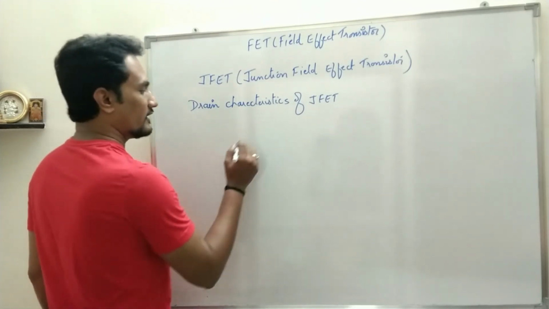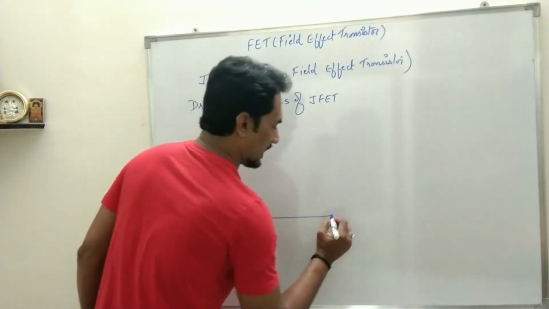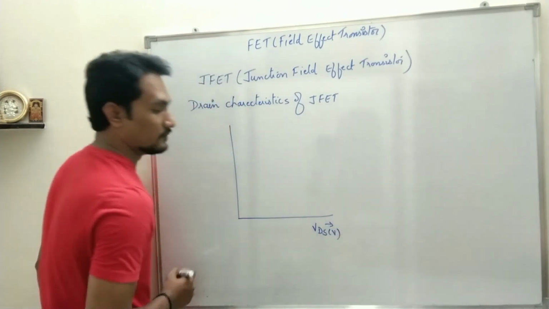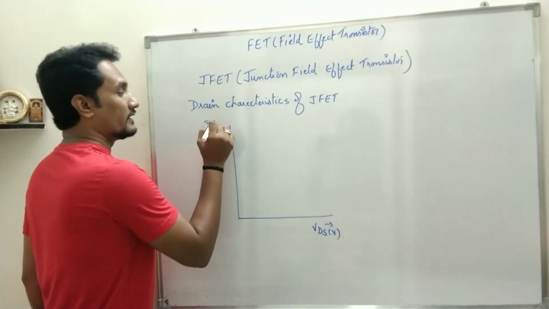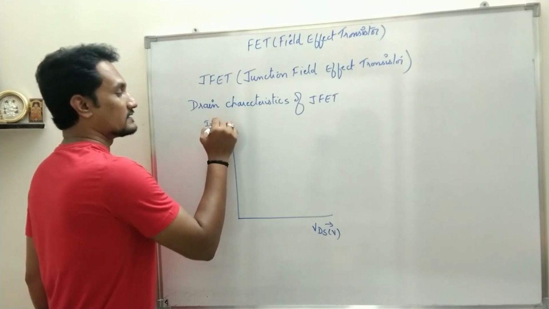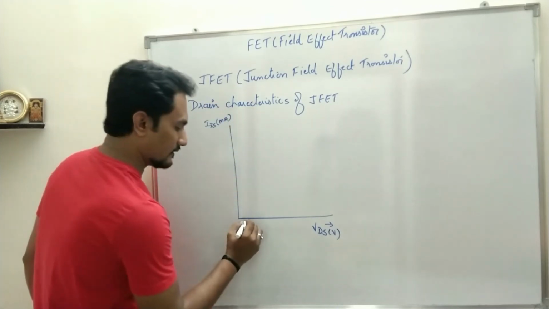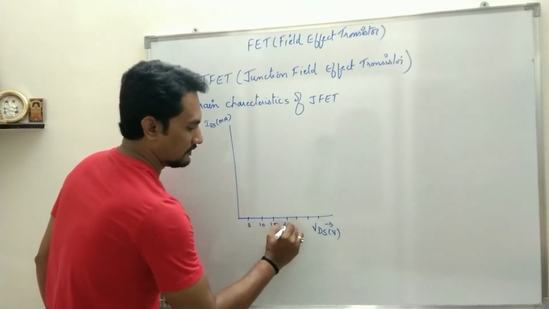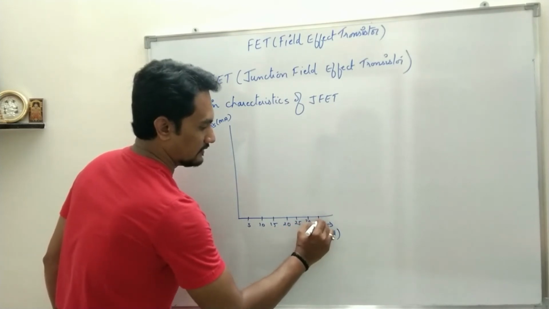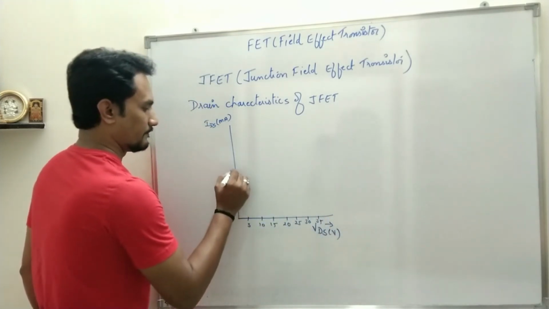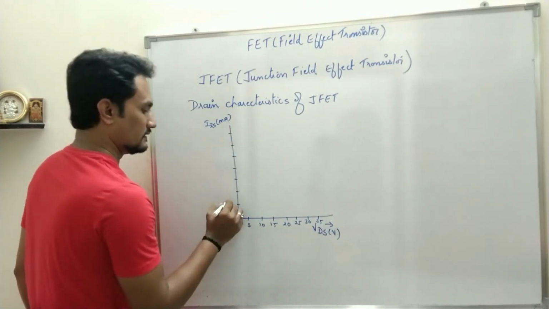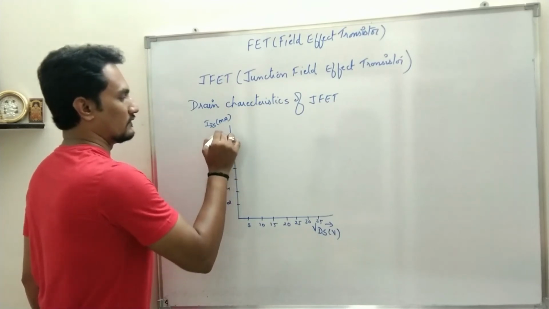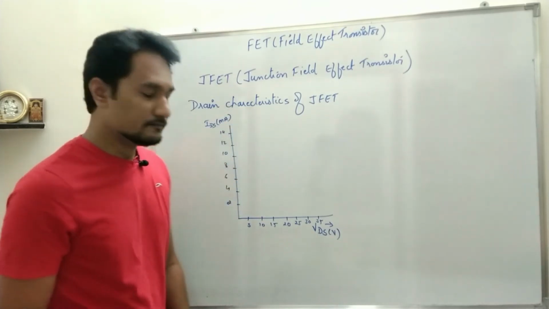When you draw the drain characteristics, you draw a graph between VDS on the x-axis, which will be in volts, and IDS on the y-axis, which will be in milliamperes. Let's say this is 5, 10, 15, 20, 25, 30, 35, and say this is 2, 4, 6, 8, 10, 12, 14 milliamperes.